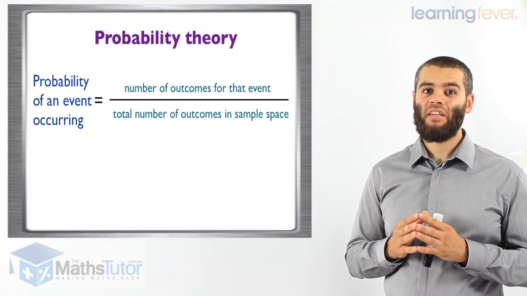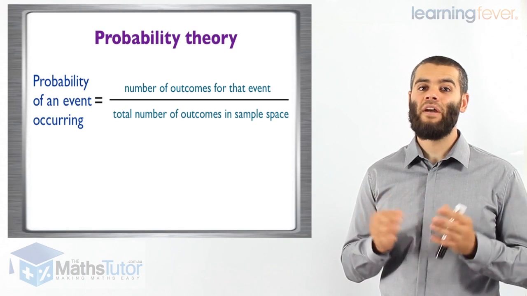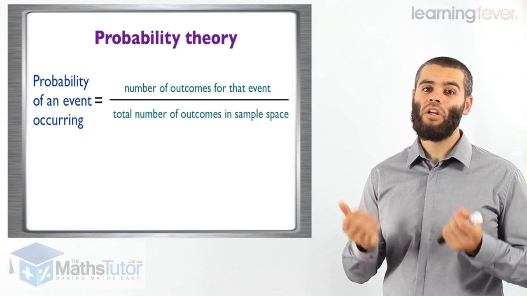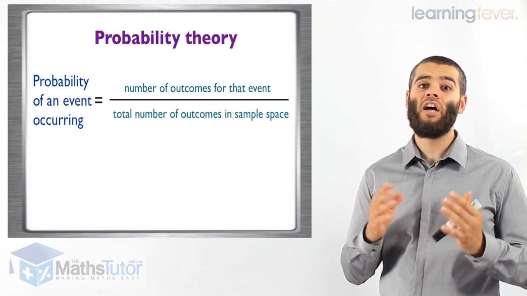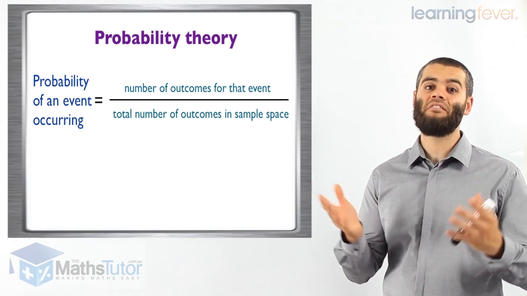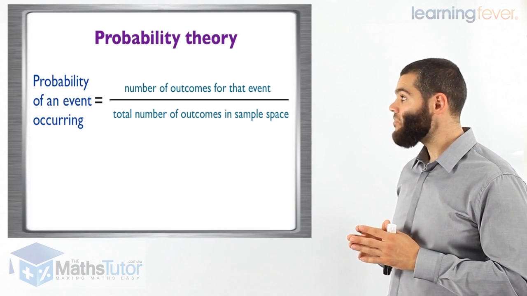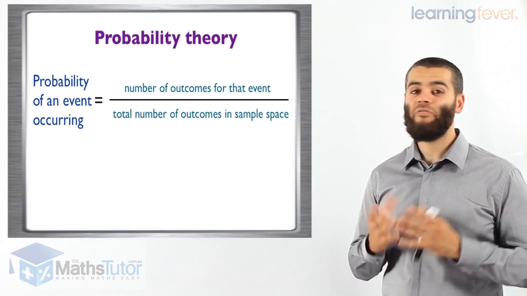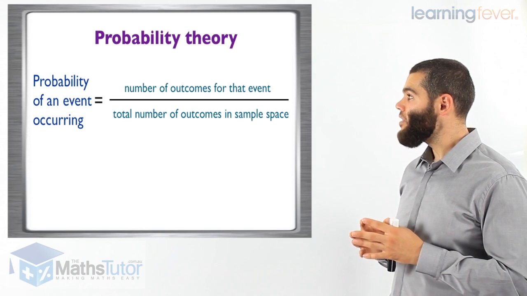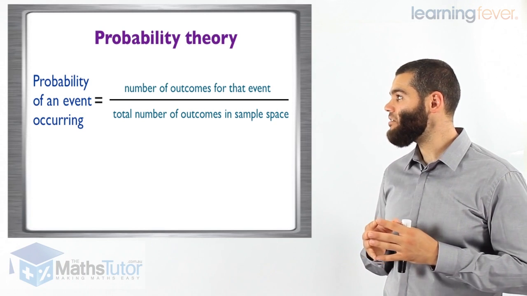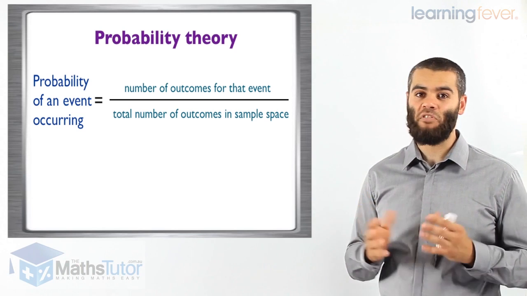It is important to understand that in probability, the majority of times we're going to write it in fraction form. However, sometimes we can write it in decimal and in percentage, but the majority of times when we say find the probability of an event happening, we write it in fraction form. So looking at this theory, it says the probability of an event occurring, the probability of something occurring, equals the number of outcomes for that event over the total number of outcomes in the sample space.